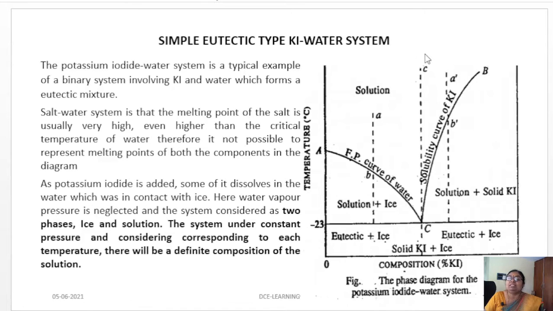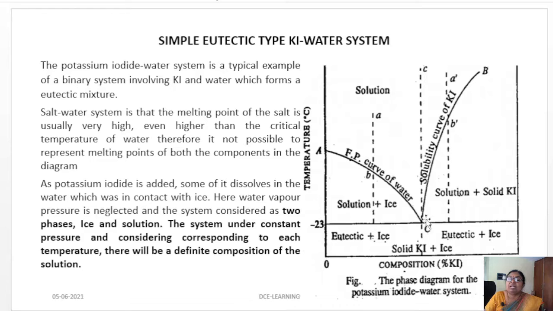When these two curves BC and AC reach the point C, this C is what we call the eutectic point, and its composition is the eutectic mixture. When it reaches that point, both the solid and the ice will solidify. It is at minus 20 degrees centigrade. This is what we call the solidification line.